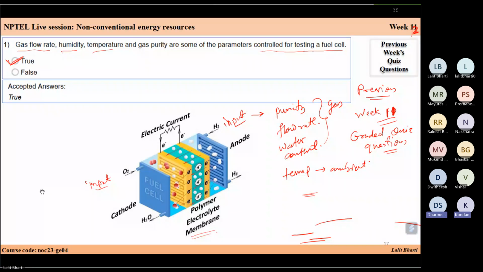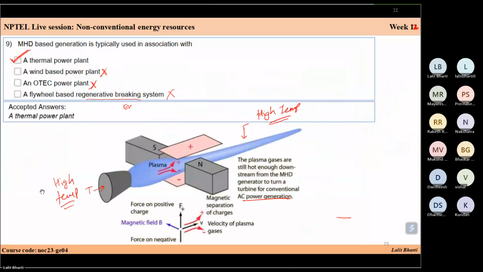Sir, can you repeat the last question, question number 9? Basically, they are asking that MHD devices or MHD based generation is associated with what? We know that we need very high temperatures. Okay, I got it, I understood, sir.